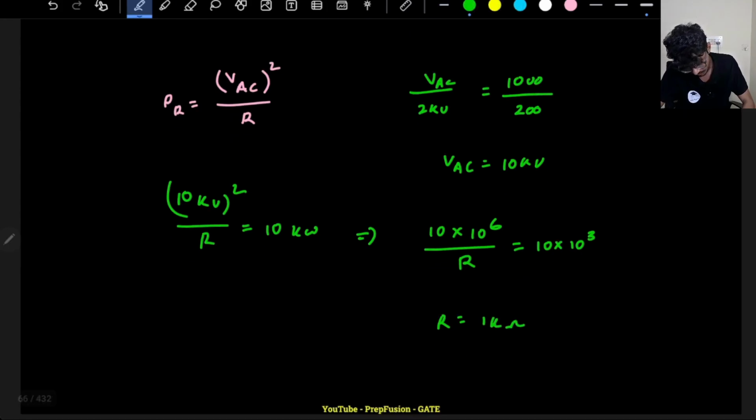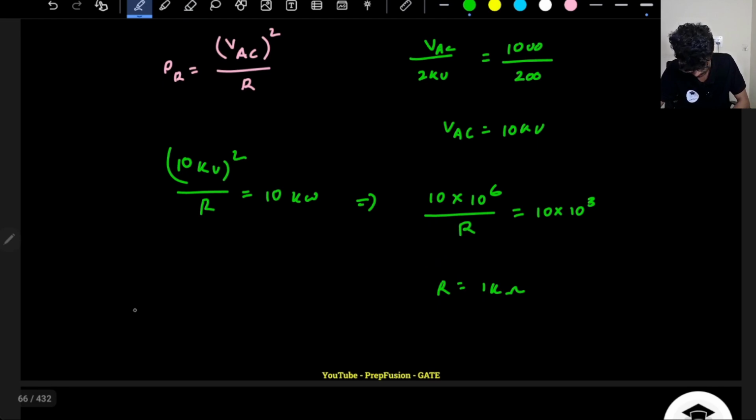Now what will be the value of the current? Because mainly I am interested in the current. So current will be, you can find out anywhere. IL1 will be equal to VAC divided by the resistance 1 kilo ohm. So VAC is 10 kilovolts, so it will be 10 ohms basically. Sorry, not 10 ohms, 10 amperes. So this is the RMS value.